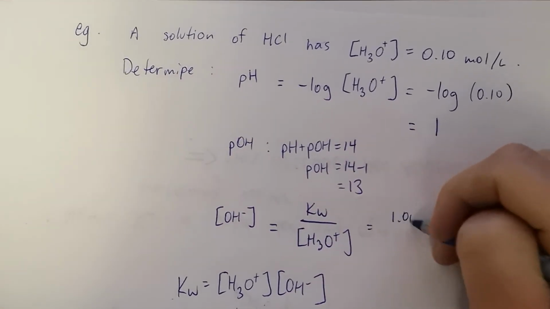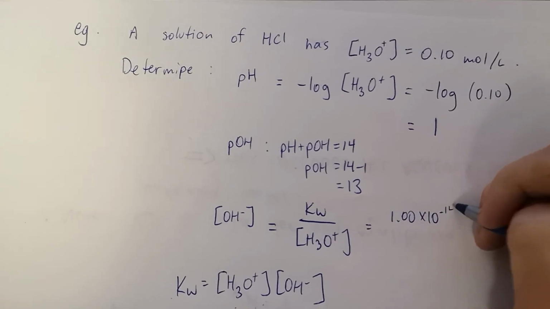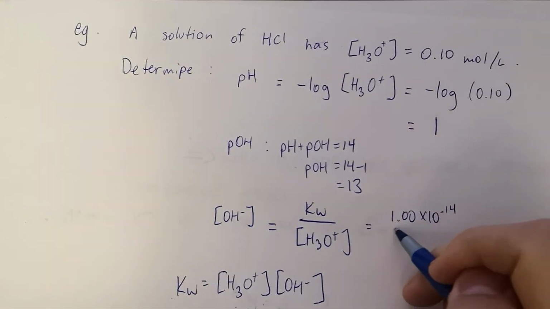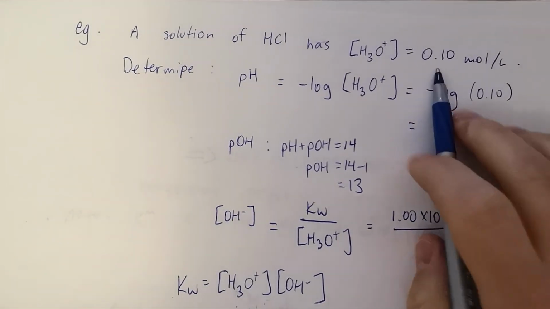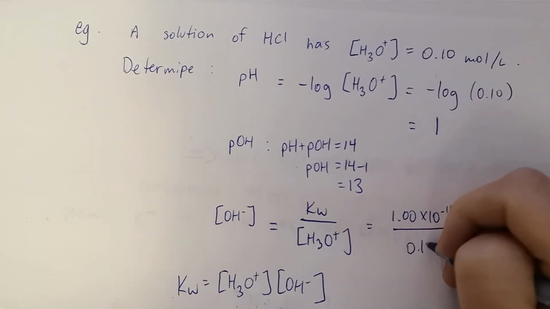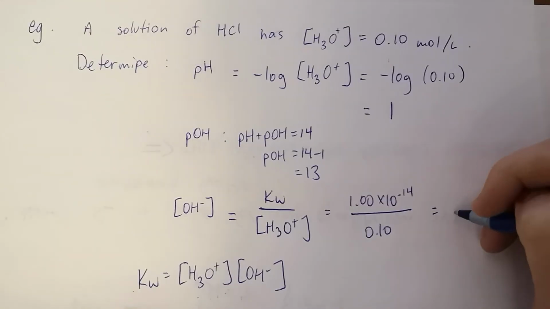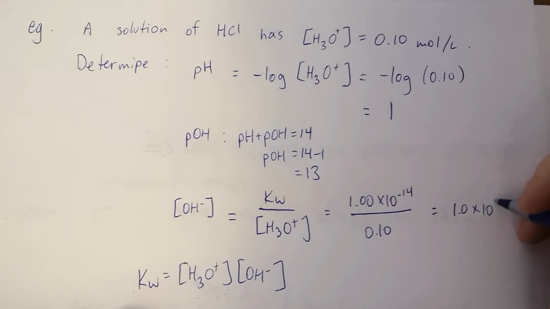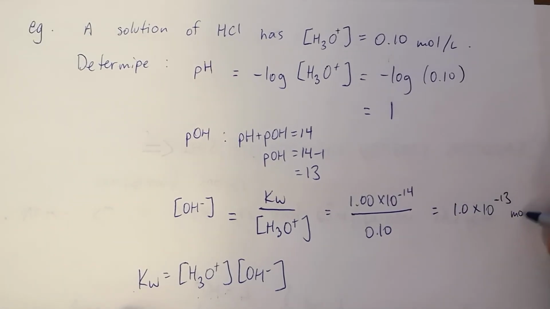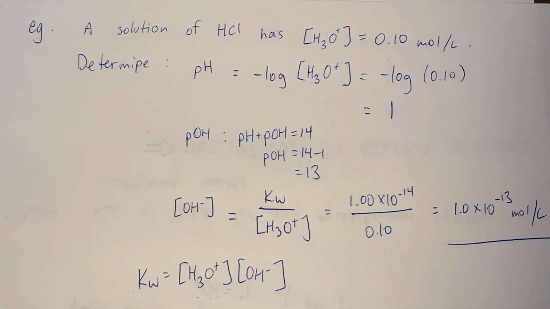Okay, so Kw, just a reminder, have that written down somewhere as well. It's just 1 times 10 to the negative 14. Divide by that H3O concentration. Okay, and we're going to get 1.0 times 10 to the negative 13 moles per liter. Okay, so this is the type of math I can ask you on today's assignment.